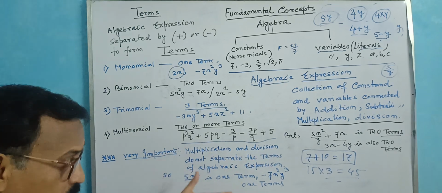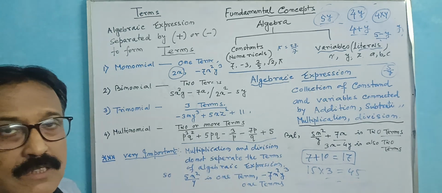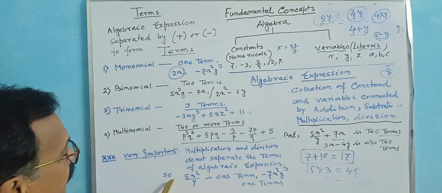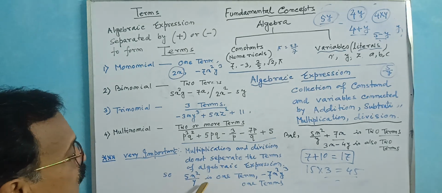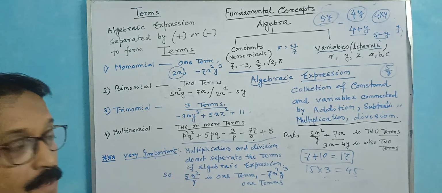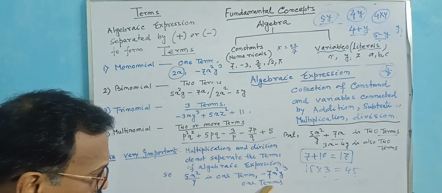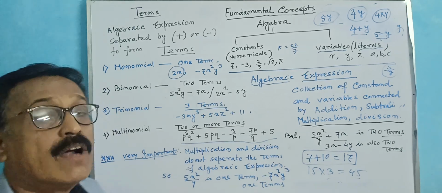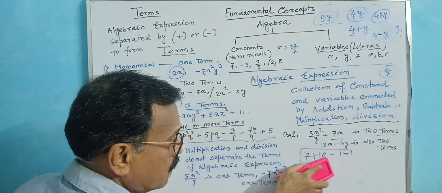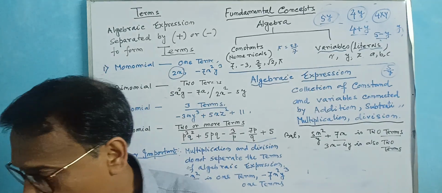Multiplication and division, write down here. Multiplication and division do not separate the terms of an algebraic expression. Here, 5x square y, the division, this whole is one term. It cannot separate into two terms. Or this minus 7x square y, this is the multiple relation. This as a whole is one term. Very important thing is this. Multiply or division do not separate the terms.